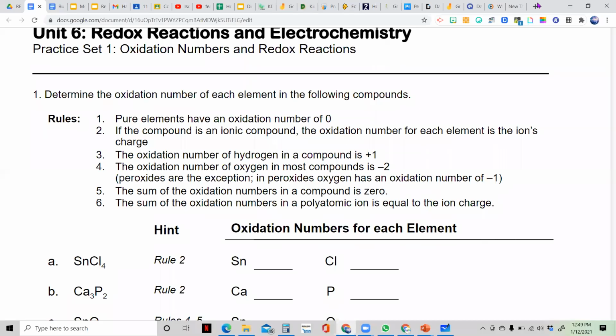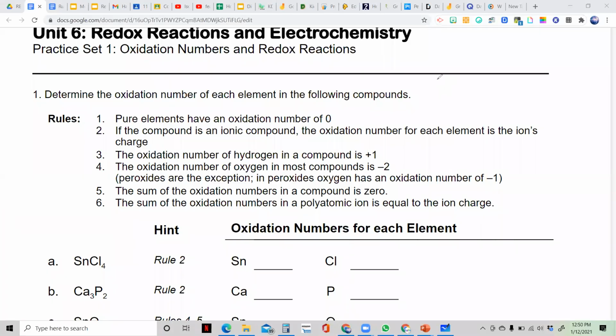All right. The next rule says that if the element in an ionic compound, right, or if the compound is an ionic compound, then the oxidation number is the same as the charge on the ion. So let me say it again. If the compound is an ionic compound, then the oxidation number is the same thing as the charge on the ions, ladies. So what does that mean?